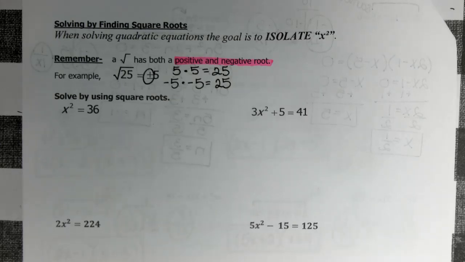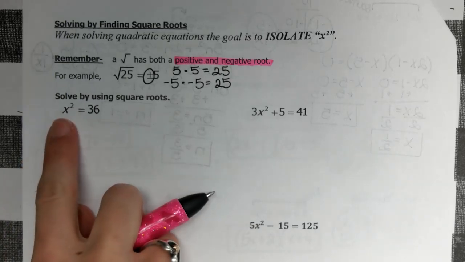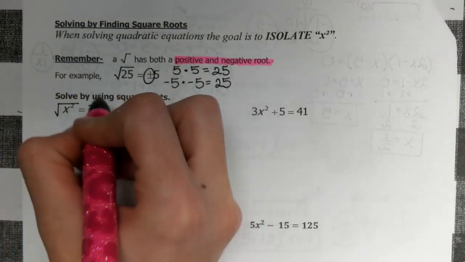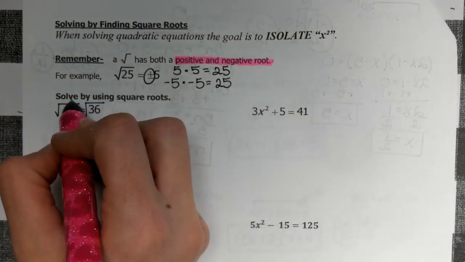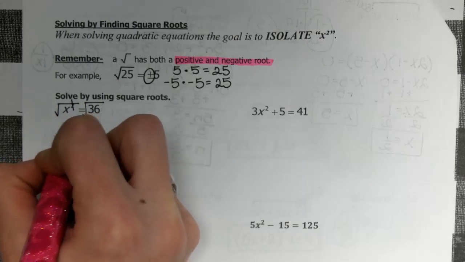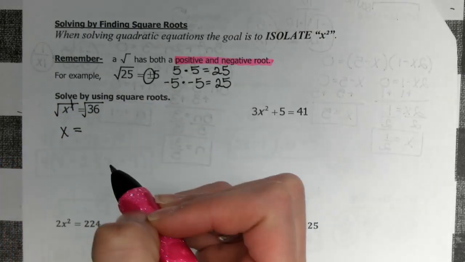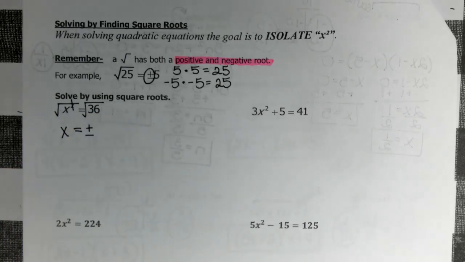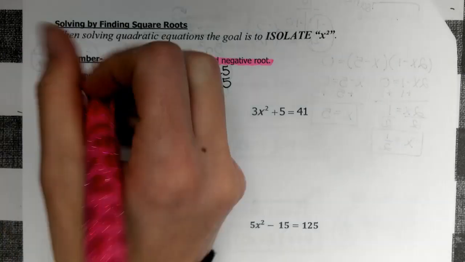So if I look at my first example, I have x squared equals 36. My x squared is already by itself like it should be. So I'm just going to undo the square by taking the square root. So that leaves me with x equals, the moment you write the square root, the next step has a plus and minus. Okay, square root of 36 is what? 6.